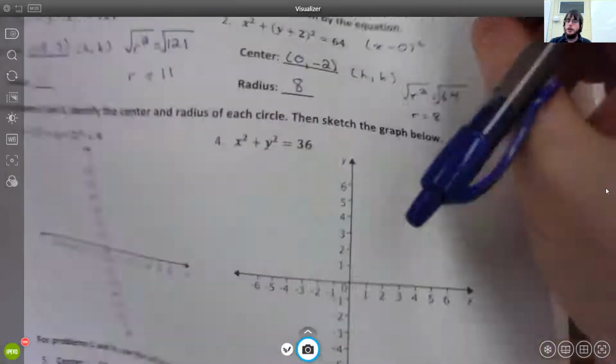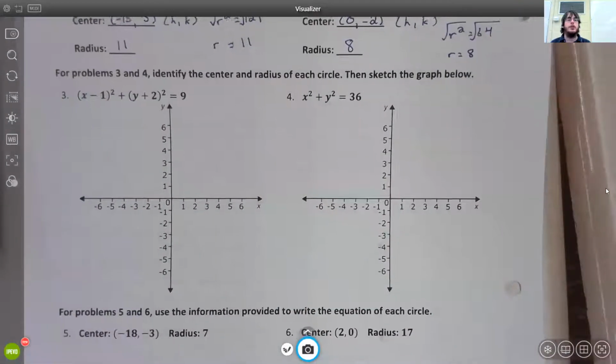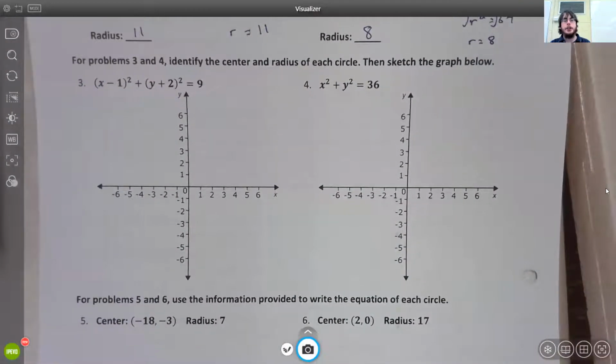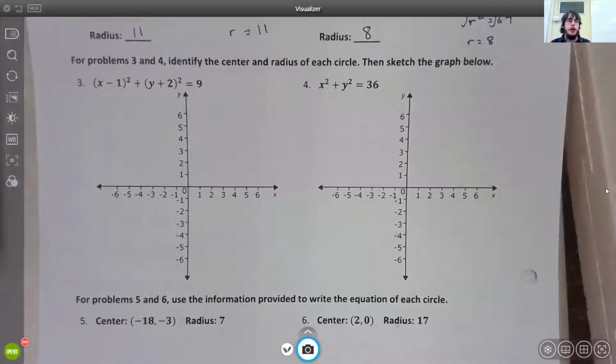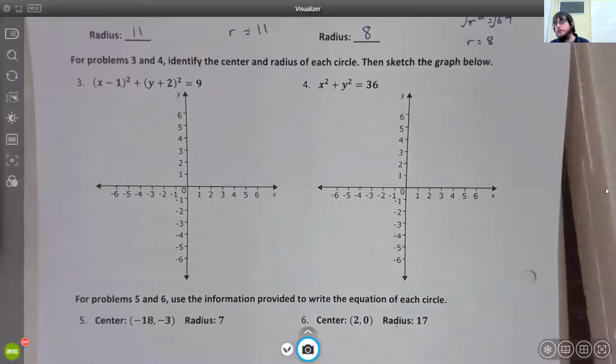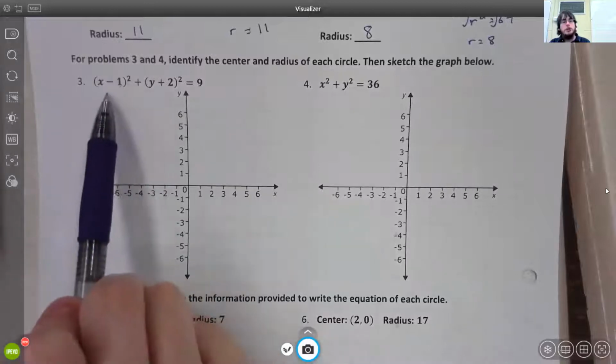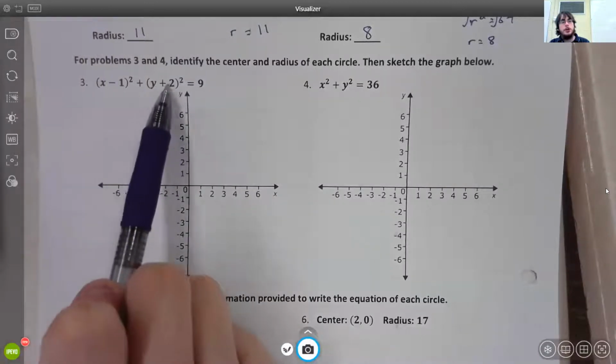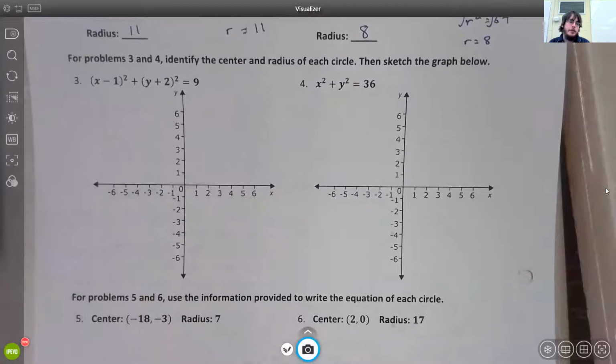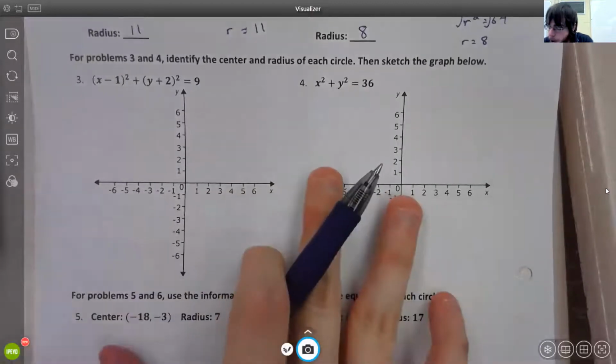All right, so numbers 3 and 4, we want to identify the center and radius of each circle first, then sketch the graph. I know with the virtual situation, if you find the center and radius and everything else, you should be able to identify a graph of it. So let's see how this would be done if we can graph this. We have x minus 1 squared plus y plus 2 squared is equal to 9.